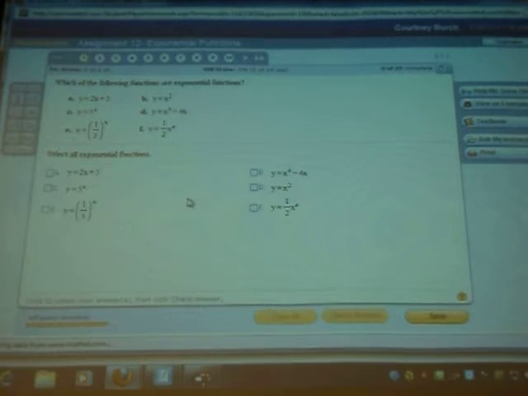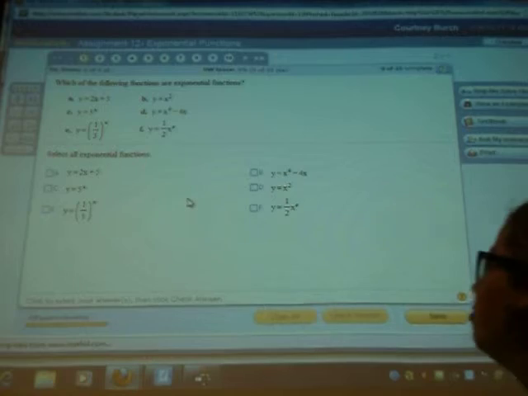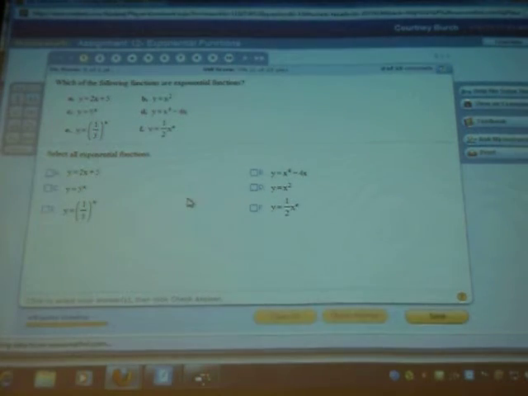Now, what did we say we're looking for in an exponential function? The variable is in the exponent, okay? So, letter A, y equals 2x plus 5. That's a linear function. What about B? Y equals x to the 4th minus 4x. No, because there my exponent is 4. My exponent's not a variable. What about C? Yes. What about D? No. X squared? No, that's just a quadratic. What about E? Yes.